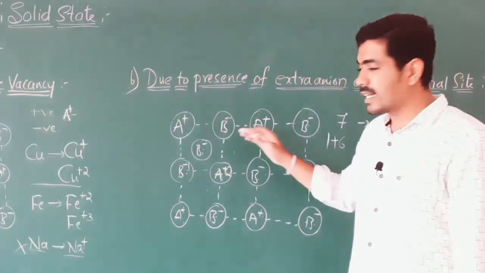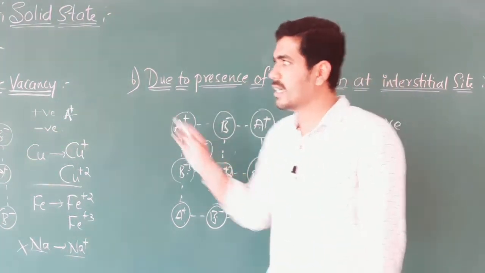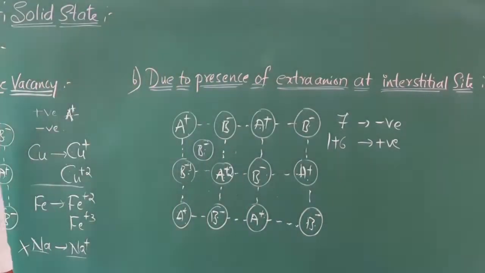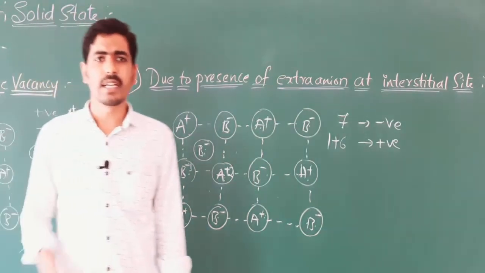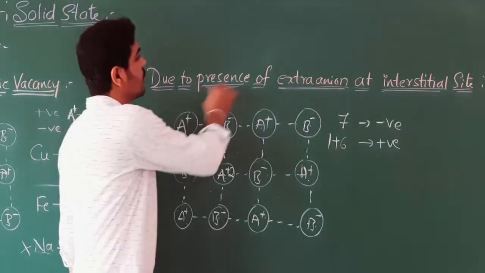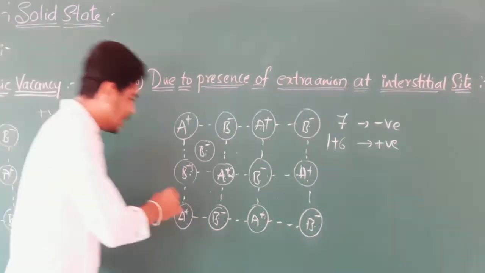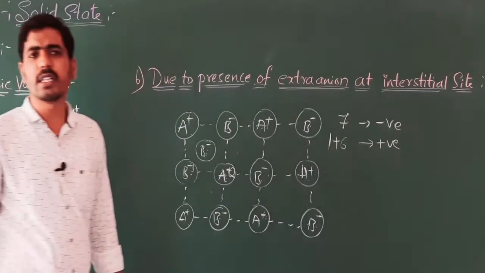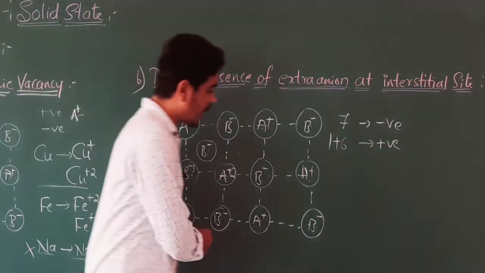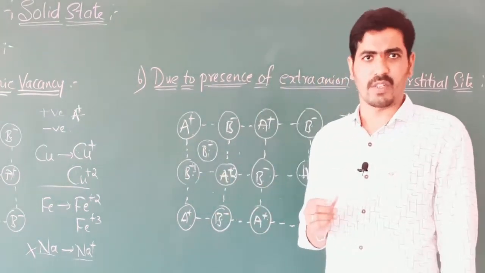Again, the metal ions are fewer as compared to the anions, and hence it is said to be a metal deficiency defect. So these are the two defects which can be shown by crystals. And remember, this second one, due to the presence of extra anion at the interstitial site, the presence of an anion in the interstitial site is not possible, and hence this kind of defect was not shown by any crystal in nature.